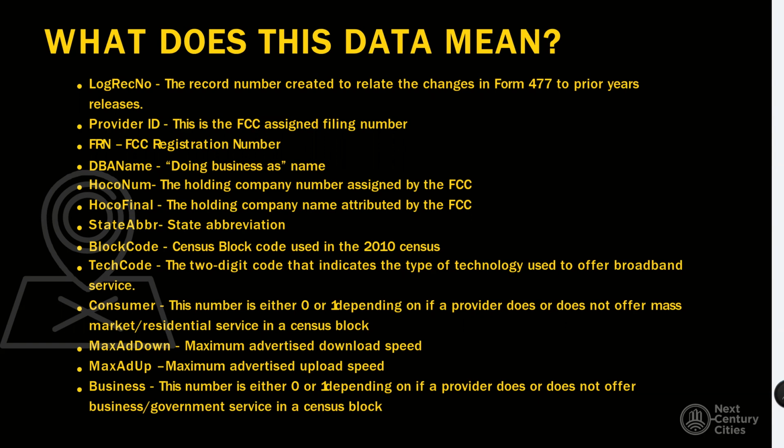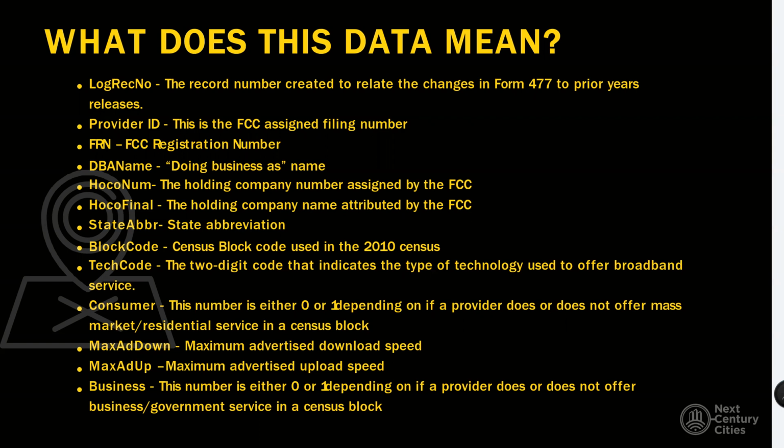Consumer is an indicator of whether a provider offers mass market or residential services. 0 is no, and 1 is yes, which leads us to max add down and max add up. These are the maximum advertised download and upload speeds a provider advertises for. And business, much like consumer, is an indicator. It indicates if a provider does or does not offer business or government services. Again, 0 is no, 1 is yes.